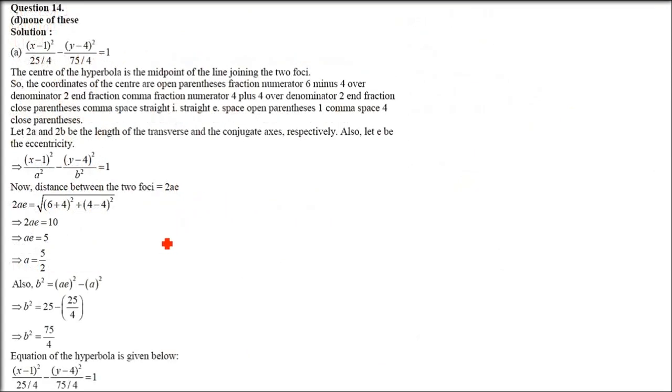Now the 14th question: find the equation of the hyperbola whose foci are (6, 4) and (minus 4, 4) and eccentricity is 2. So we have to find out the equation. First of all, this is not at the origin. So we have foci (6, 4) and here we have (minus 4, 4).